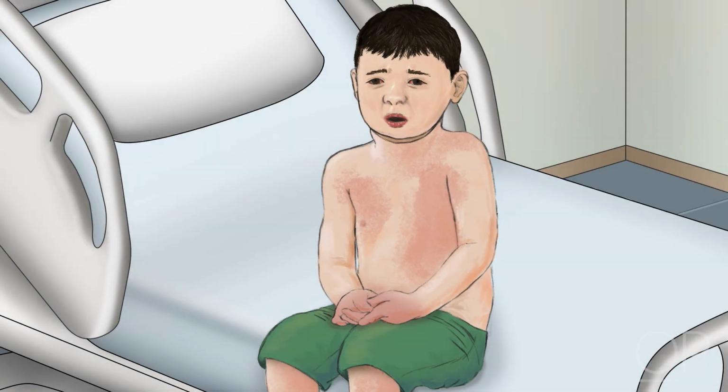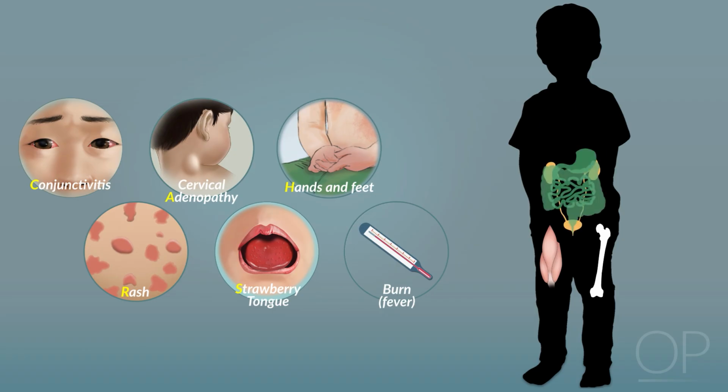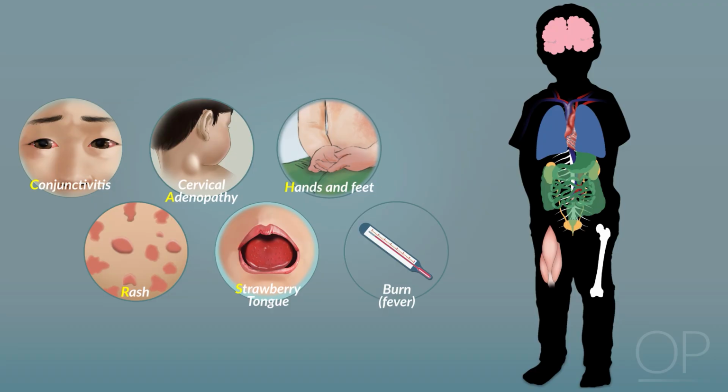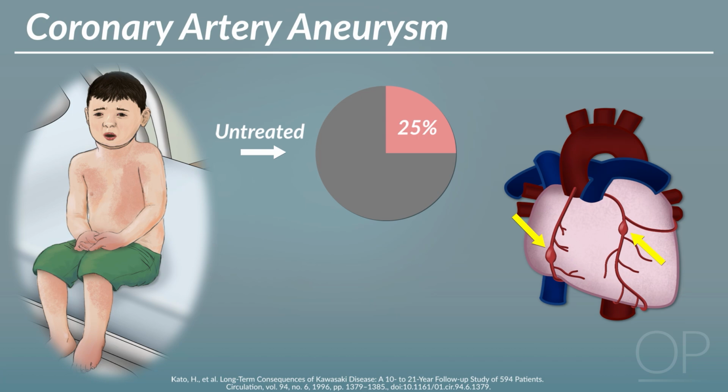A patient with Kawasaki disease is often very irritable and difficult to console. In addition to the classic signs and symptoms, they may also have involvement of the musculoskeletal, GI, GU, respiratory, nervous, and cardiovascular systems. The most concerning potential complication of Kawasaki disease is coronary artery aneurysm, which occurs in about 25% of untreated patients. With timely treatment, fewer than 5% of children with Kawasaki disease develop aneurysms.